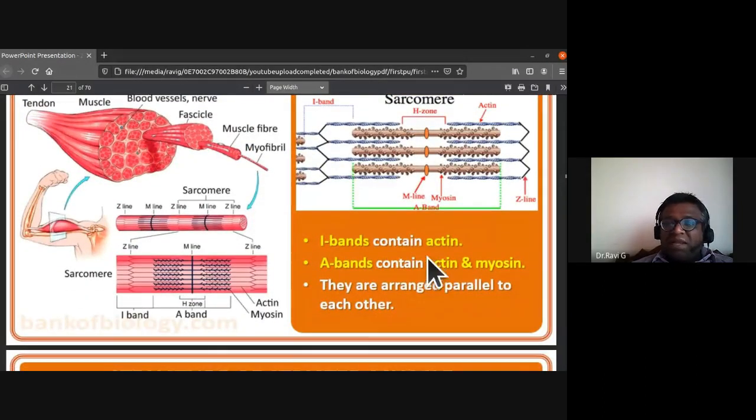I bands contain only actin, whereas the anisotropic band contains both actin and myosin. So that you have to remember. And you can see in the anisotropic band, actin and myosin are arranged parallel to each other.